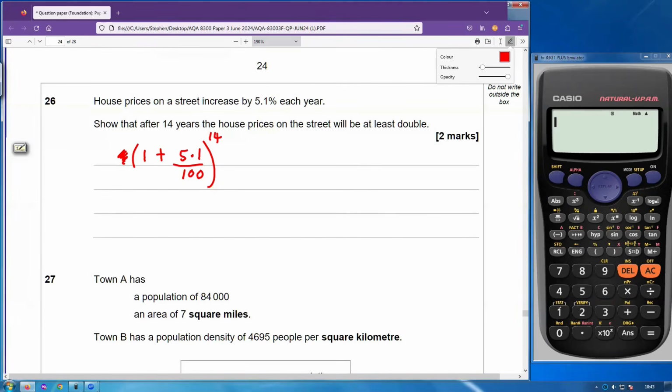So what we're going to do is open a bracket, 1 plus, use the fraction key, 5.1 over the 100. We've got to go up to the side there, then close the bracket, then raise it to the power. You want the x with the square on it, to 14. And that should come out at just over 2, I would have thought. Yes, 2.006. Doubled. Yeah.